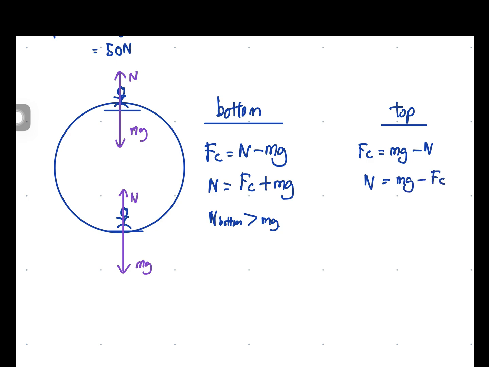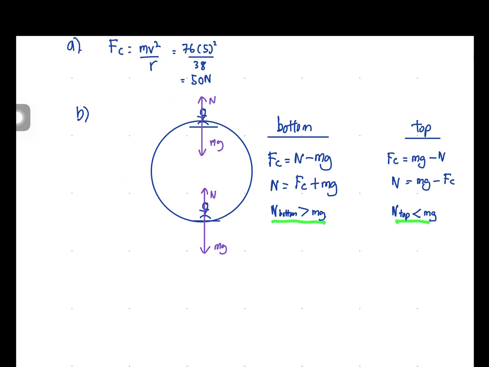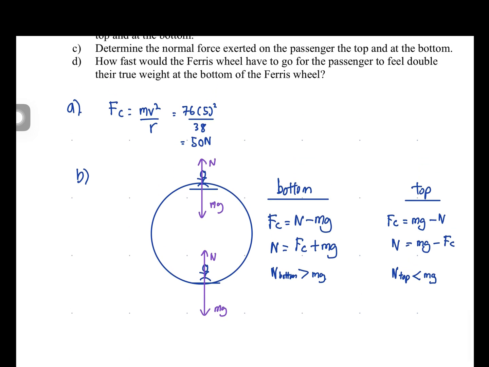So you can see here the apparent weight, which represents our normal force, is smaller than the actual weight. Why? Because we need to subtract the centripetal force. If you're wondering what the centripetal force value is, it's 50 Newtons from the one we calculated early on. So we can say that N at the top is less than the actual weight. We know that at the bottom it is bigger than the actual weight and at the top it is less than the actual weight. That is your apparent weight for top and bottom.